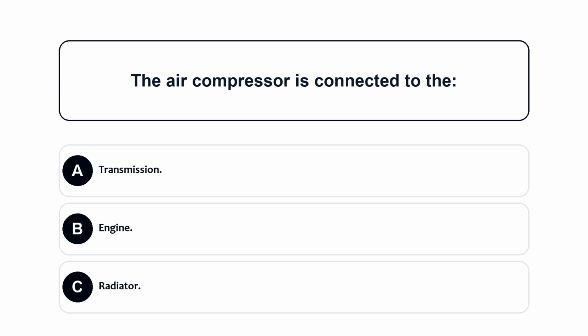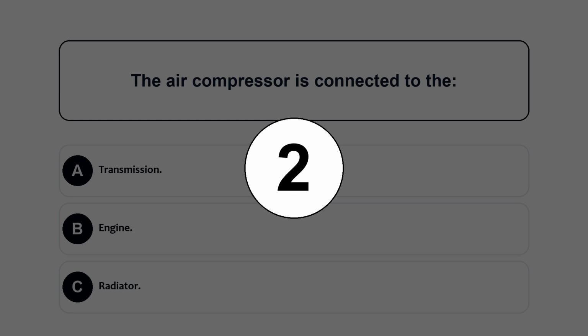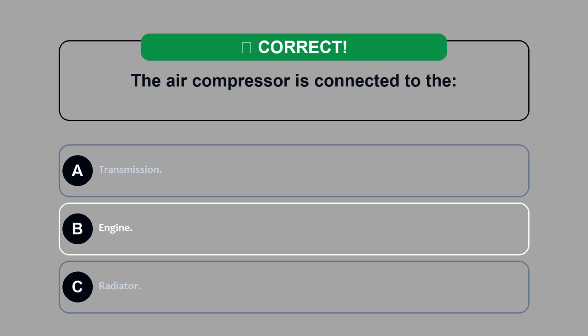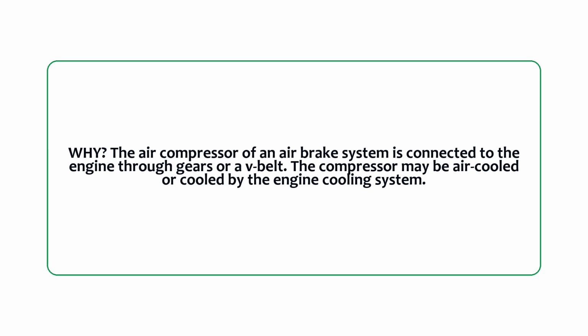Question 10. The air compressor is connected to the: option A, transmission; option B, engine; option C, radiator. The correct answer is option B, engine. Explanation. The air compressor of an air brake system is connected to the engine through gears or a V-belt. The compressor may be air-cooled or cooled by the engine cooling system.